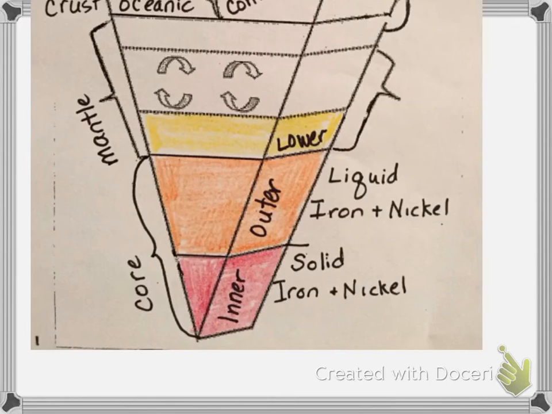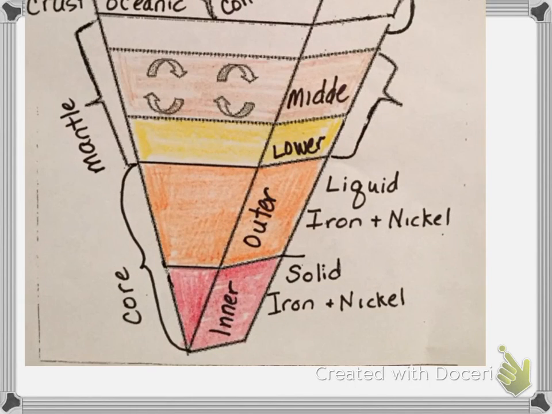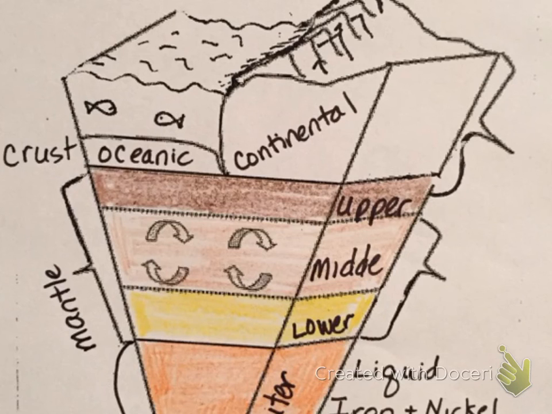The lower mantle is the bottom part of the mantle. Then above that is the middle mantle. And then above that is the upper mantle. So now you should see a bracket with the middle and the lower mantle, and that is called the mesosphere. So label the mesosphere.